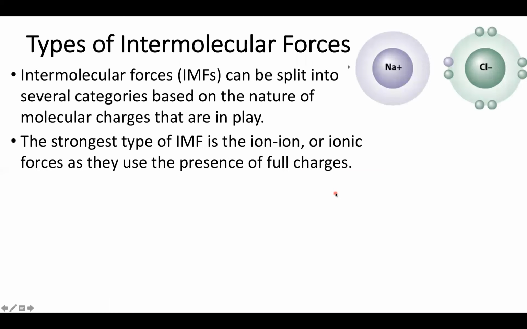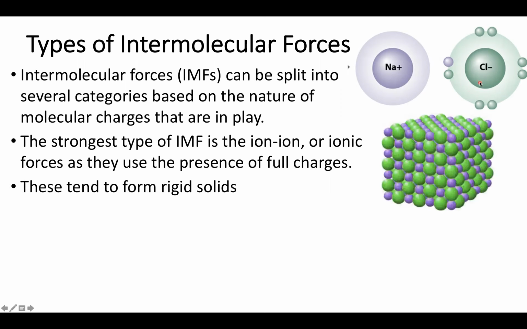So the strongest type of IMF is going to be the ionic forces. So this is where we've got two ions, a cation and an anion. So positive attracts negative, the two molecules are pulled together. So one of the things about these forces is that they do tend to be quite strong and quite resilient, but they are also kind of limited, as individual negative charges do not like being next to each other. And as a result, they tend to form very rigid solids where you have alternating positive and negative charges.